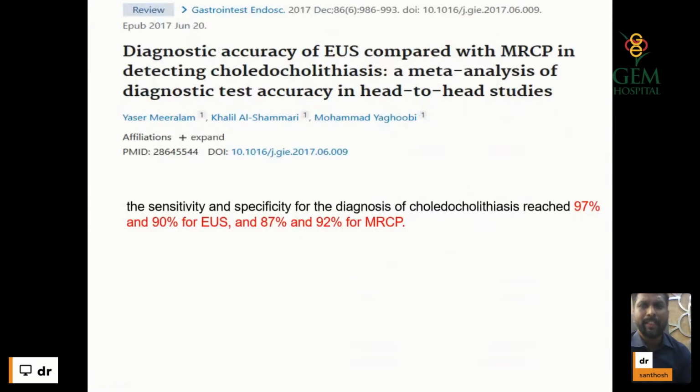There are some studies. In a meta-analysis, the diagnostic accuracy of EUS was compared with MRCP in diagnosing CBD stones. It showed the sensitivity and specificity of EUS was comparable with MRCP, and it was more beneficial in patients with distal CBD stones, where EUS can pick up better than MRCP.